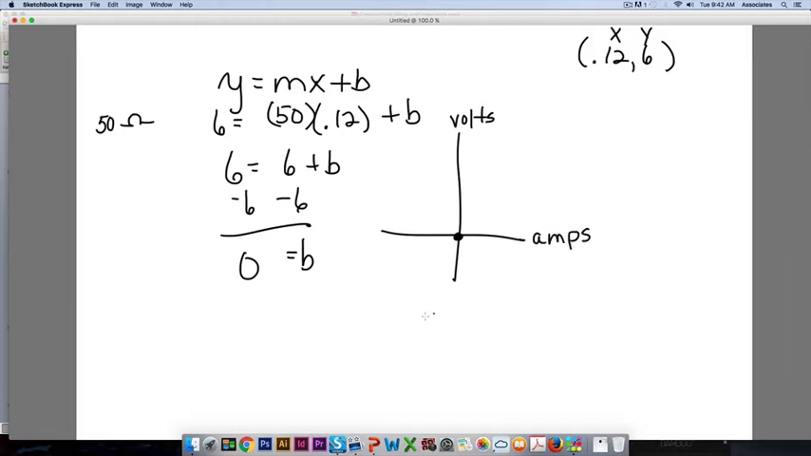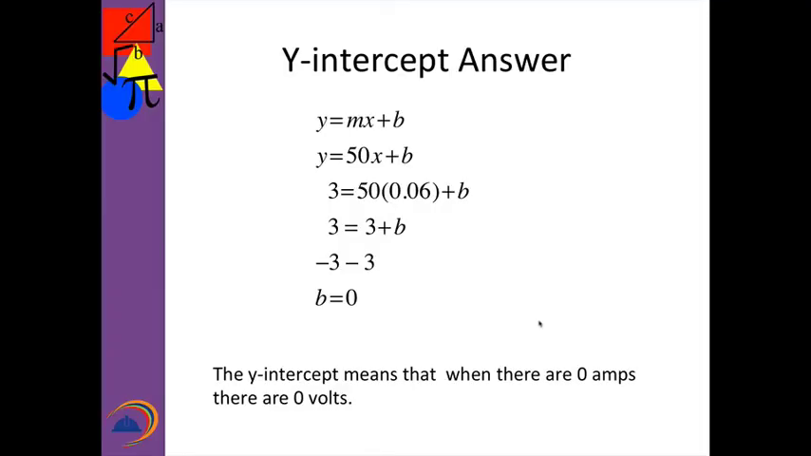So that says that when we have 0 amps, we get 0 volts, which makes sense. If we don't have any amps, we're not going to get any volts. That's what it means. We're just going to use the labels. So let's clear this out, go back to our PowerPoint, and here we go. Got the same answer, and it means when there's 0 amps, there are no volts.